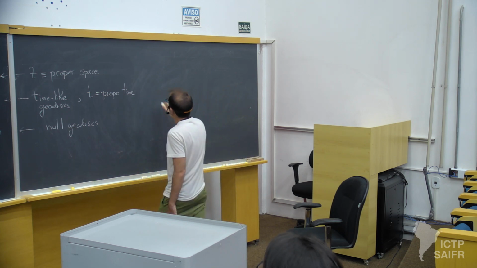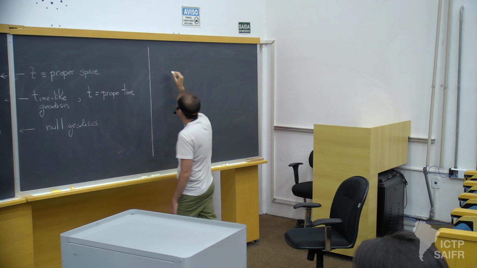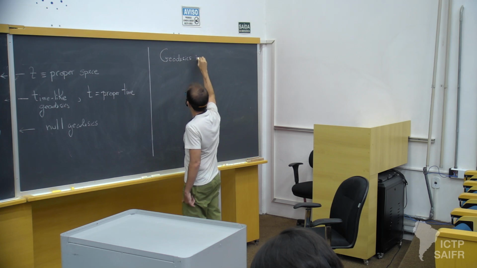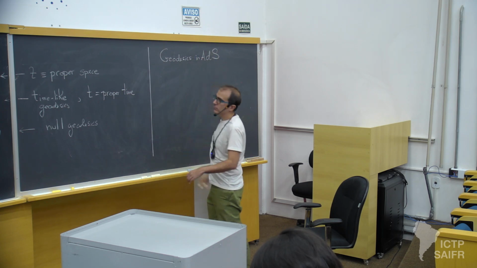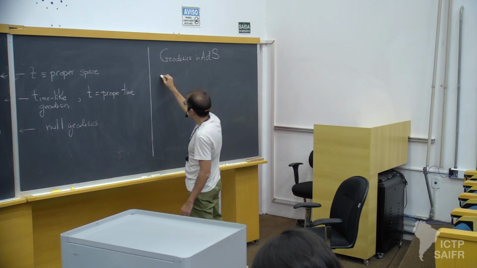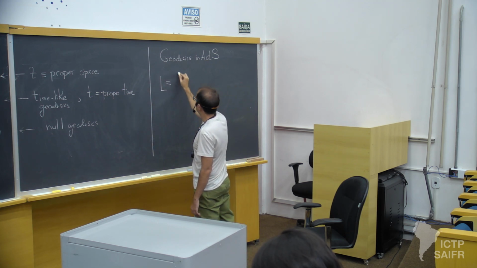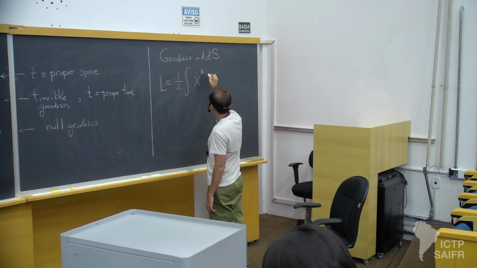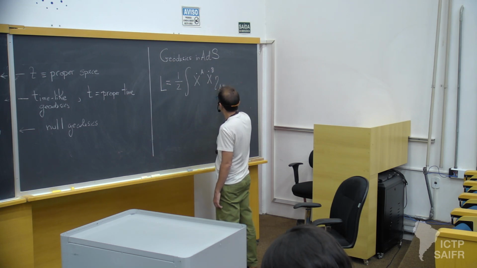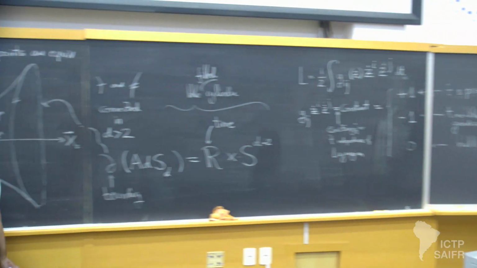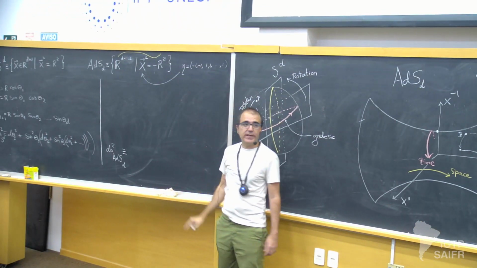Okay, so let's start studying geodesics in AdS. And so let's do it. So we start with that Lagrangian. And the Lagrangian says that I should have 1/2 of the integral of x dot A, x dot B. And now I'm going to contract with this eta AB, this metric that I drew up there. But then this would be flat space in d+1 dimensions.